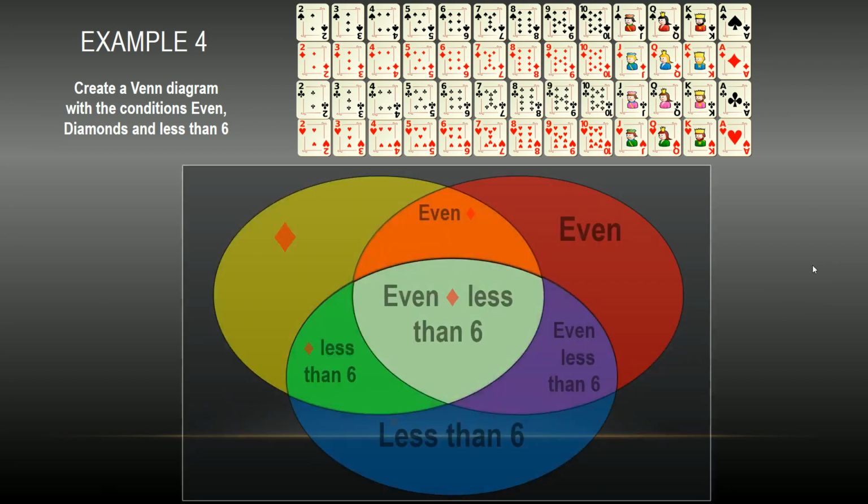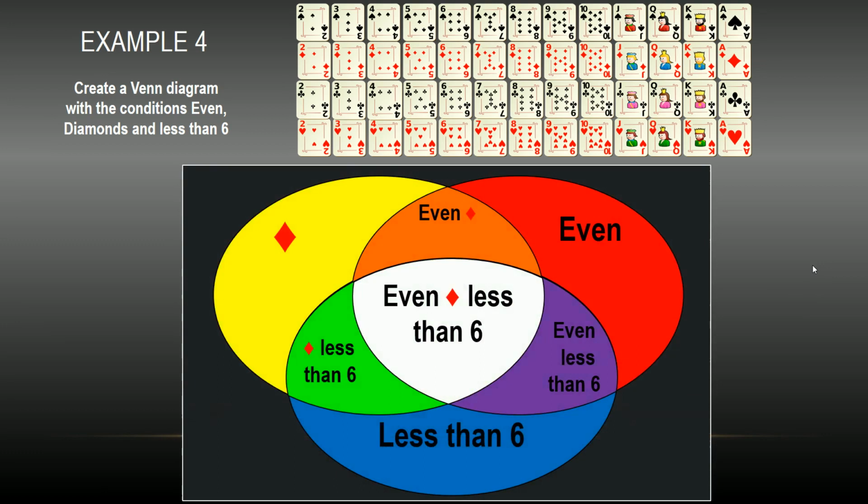And welcome back. So this is what it should look like. Okay, so if you think about that, everything that's a diamond, that's less than 6, and it's even, see how there's a lot of ands there? It's this and that. Only the 2 of diamonds and the 4 of diamonds meet those conditions.